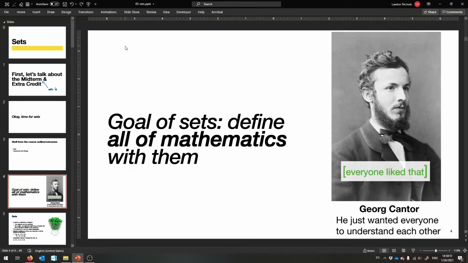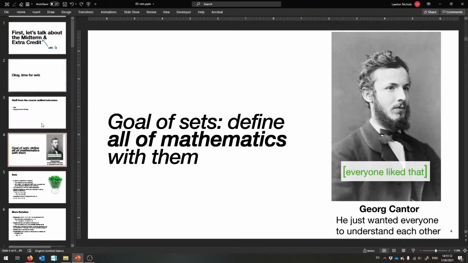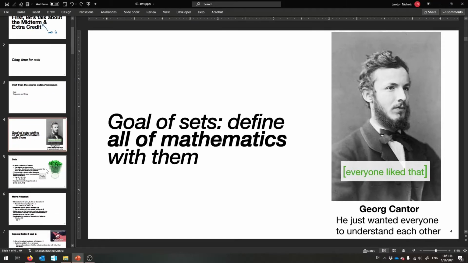And this actually came to fruition. This happened. We have defined all of mathematics with set theory. If you take any more advanced math classes, you'll probably see what I mean. Actually, if you've taken calculus, you will probably have seen some of the stuff I'm about to teach you, but maybe you didn't go over it in class. It was just in the book, and you didn't know what those symbols meant. So now you're ready.